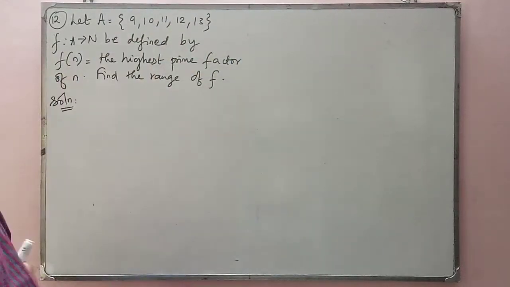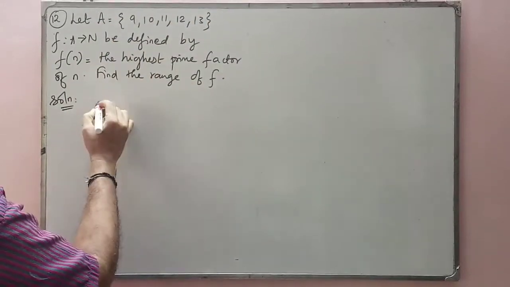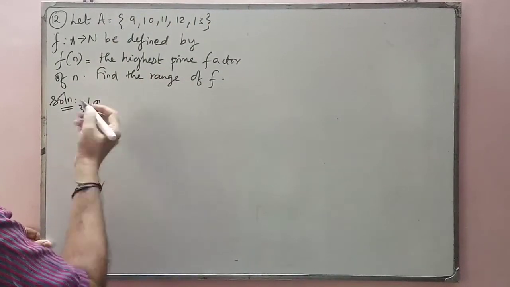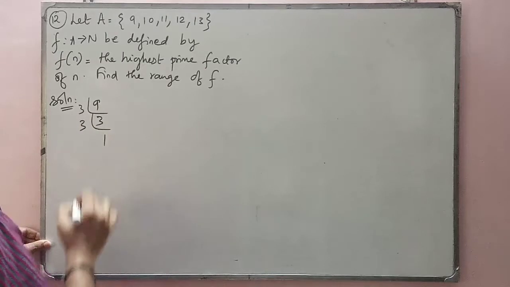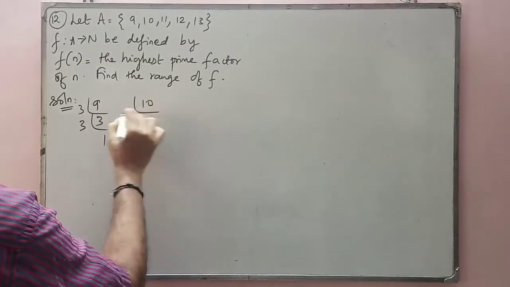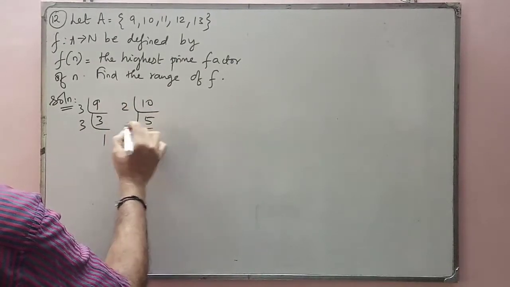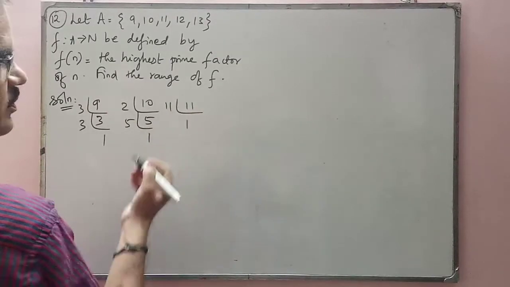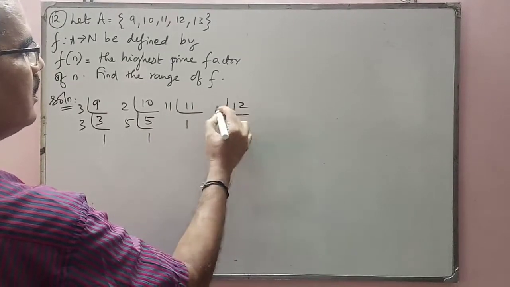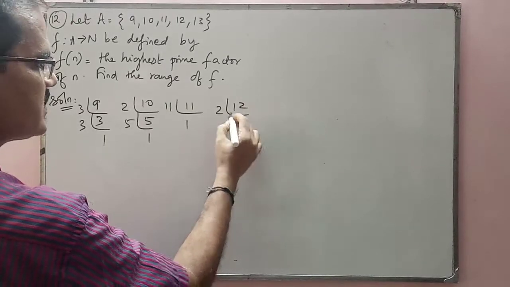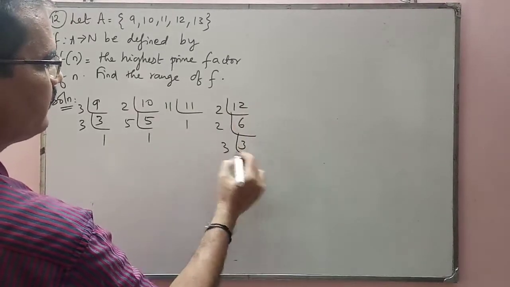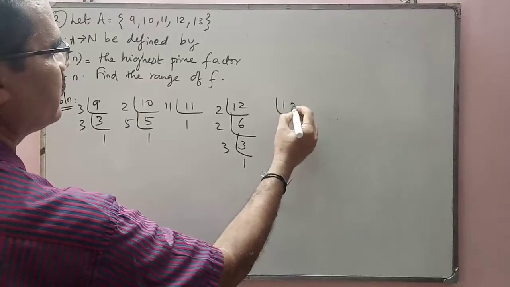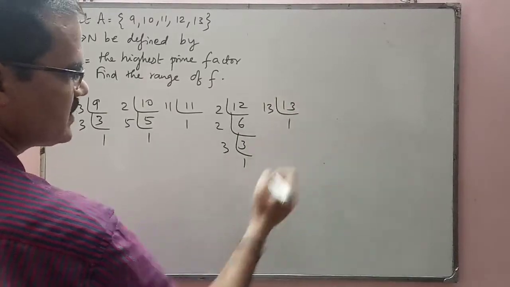Let us divide by prime numbers. First, each element will be divided. For 9, the highest prime factor is 3, since 3 threes are 9. Next, 10: I divide by 2, 2 fives are 10, so 5. Next 11: the highest prime number is 11 itself. For 12, I go for 2, 2 sixes are 12, and again 2 threes are 6, so 3. Then 13: the highest prime number which divides 13 is 13.